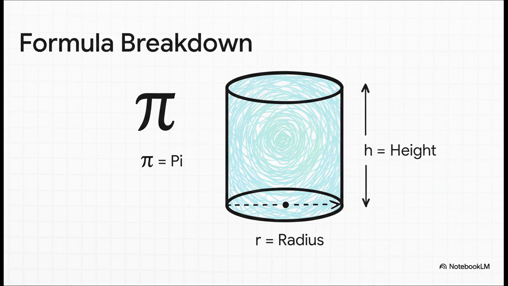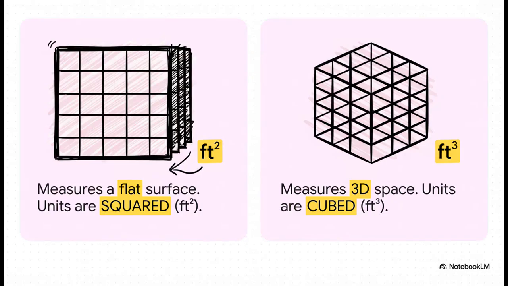Simple as that. Okay, now this is a really, really important detail that catches a lot of people. So let's clear it up. Area is flat, right? It's 2D, so its units are squared, like square feet. But volume is 3D space. It has depth, so its units have to be cubed, like cubic feet. Forgetting that little 3 can make a big difference, so definitely keep an eye on it.